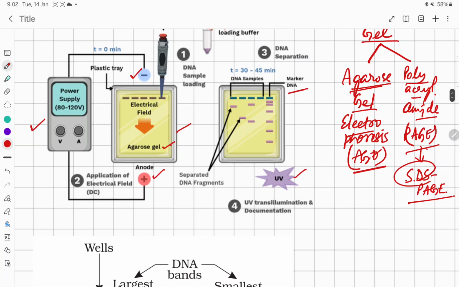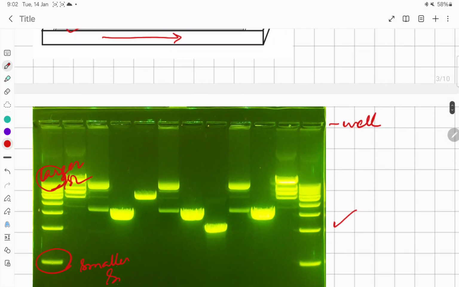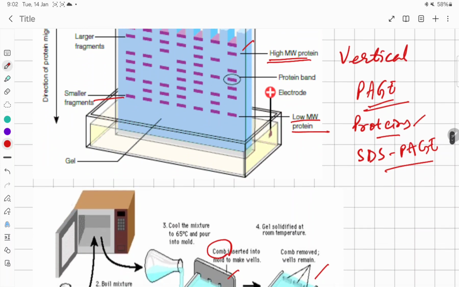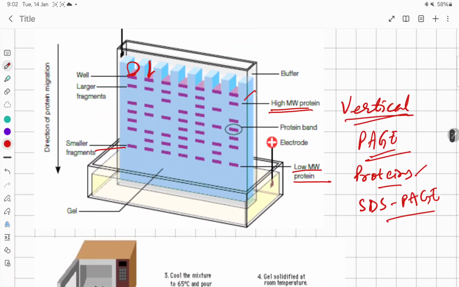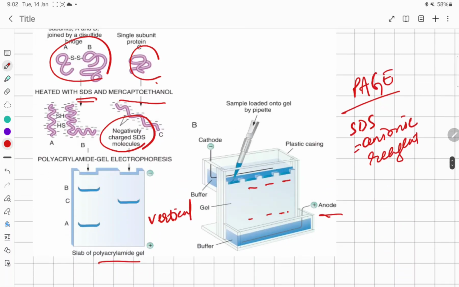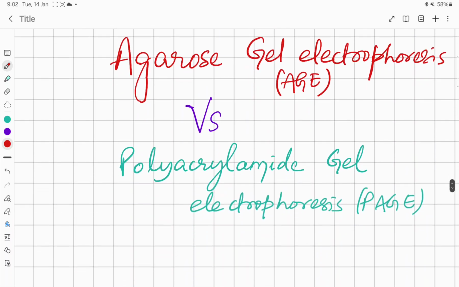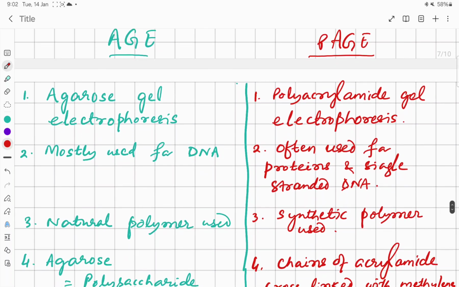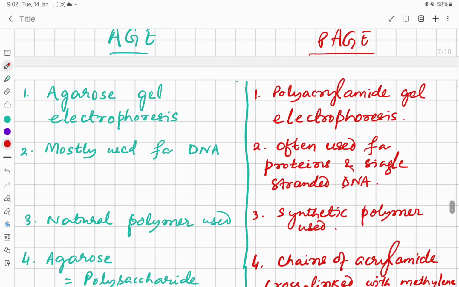You can see here, this is the horizontal one, where the sample is run horizontally, whereas in case of PAGE the sample is run vertically. Here the high molecular weight proteins are close to the well, whereas the low molecular weight proteins are away from the well towards the anode. So let us see now the difference between agarose gel electrophoresis and polyacrylamide gel electrophoresis.